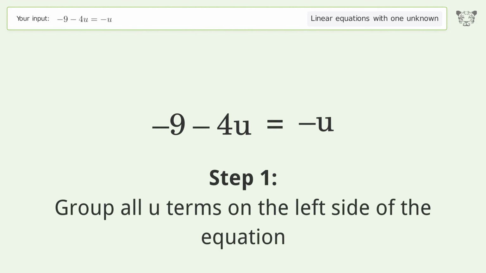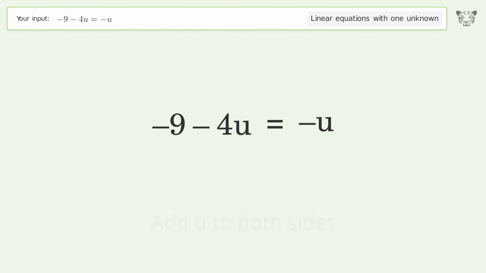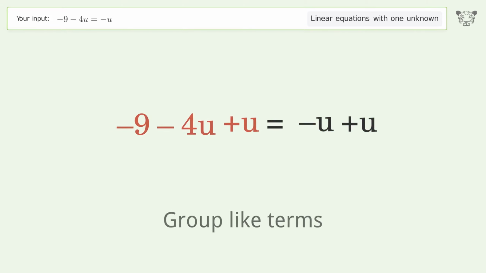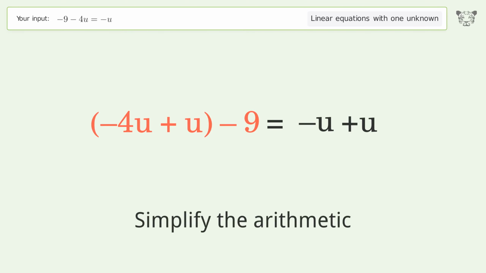Group all u terms on the left side of the equation. Add u to both sides. Group like terms. Simplify the arithmetic.